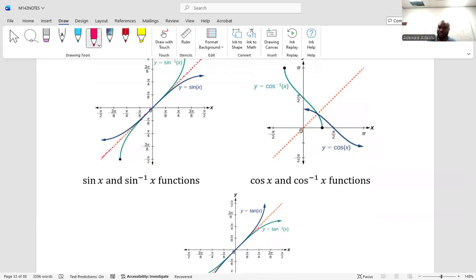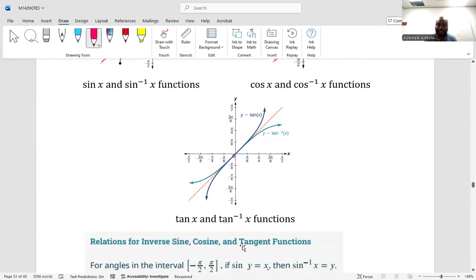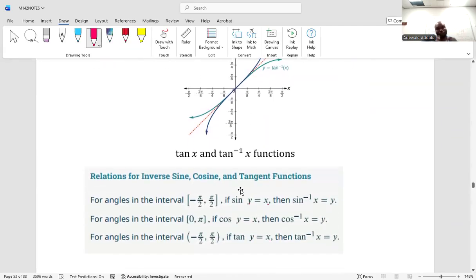So you can see this is the graph of cosine on the restricted domain, and now the reflection across this line y equals x will be the reflection this way. Okay. The same thing with tangents. We have this. So that is just for you to know that something like that exists.